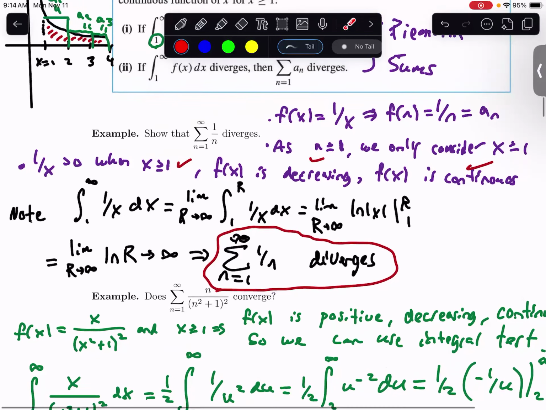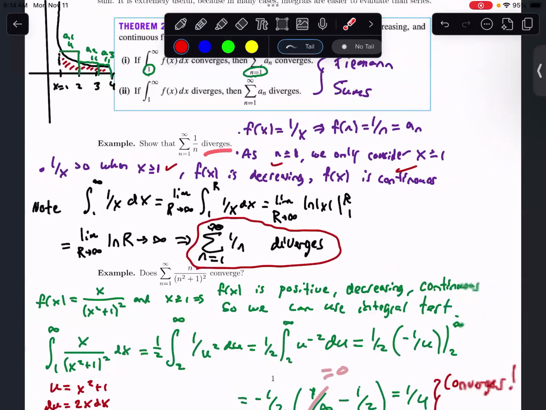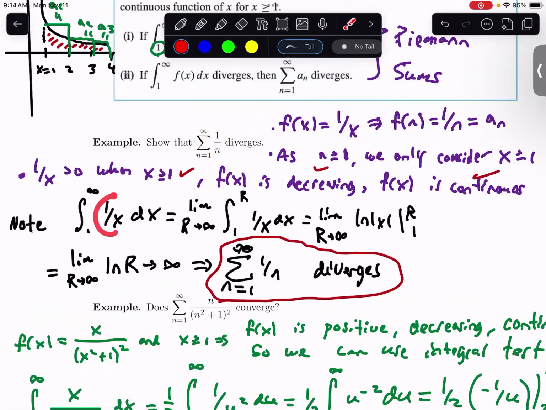And so using the integral test, we showed that the sum of 1 over n ends up diverging, right? So you just rewrite 1 over n as 1 over x, and then you take this integral. It's an improper integral, so you do this limit of the integral, and it ends up being infinity. So as the integral diverges, we were able to conclude that the sum is going to diverge as well.